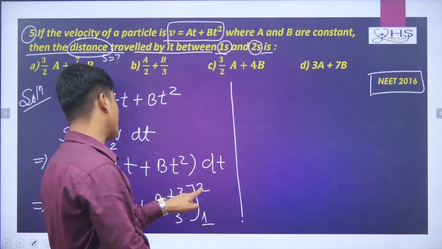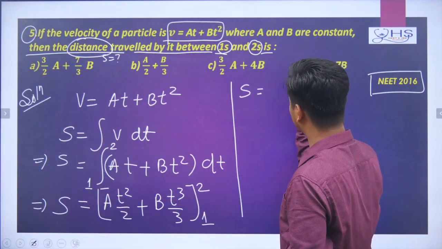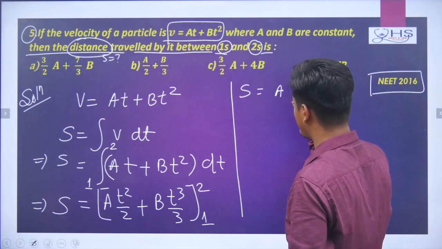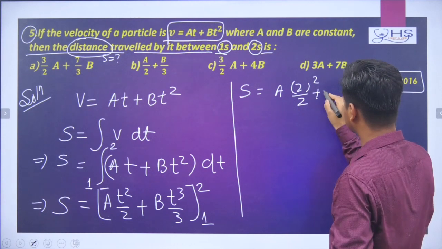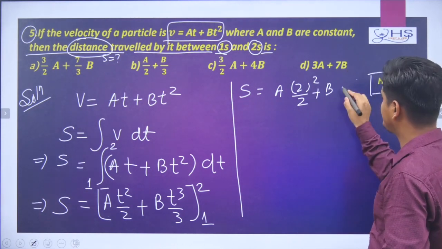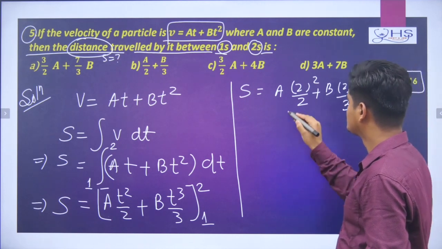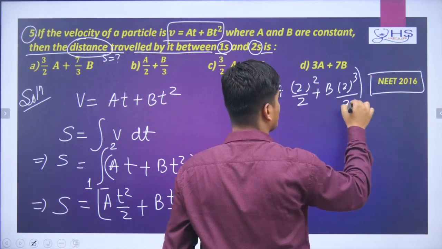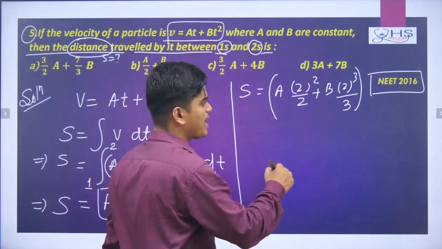First I have to substitute 2 in this full term. So s is nothing but, first substituting 2, it is a times 2 to the power 2 by 2 plus b times 2 to the power 3 by 3. So the first term is coming this way. Then after that I put minus.